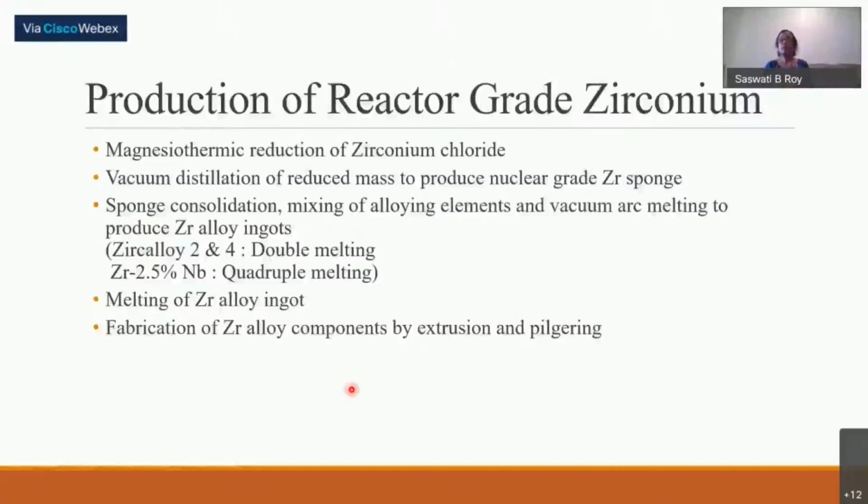For us, we need the fuel tube that is nearly half an inch, around 13 millimeter, with 0.3 mm wall thickness, which is done by extrusion. And pilgering is required for the bigger calandria fabrication. So in such a long process, you have seen how many times selective separation processes are used.